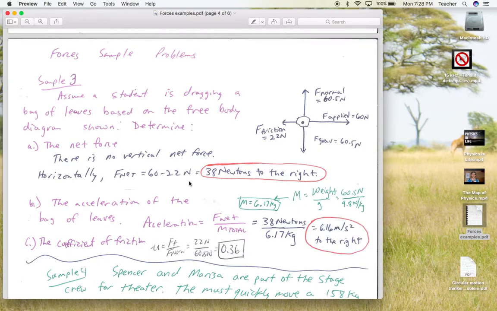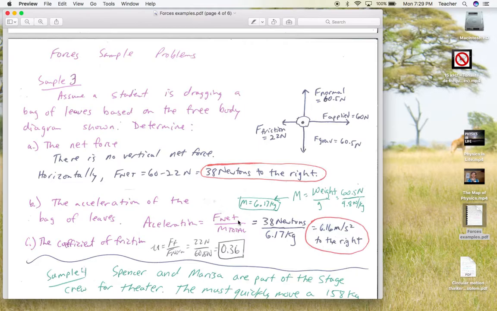Force sample 3. Assume a student is dragging a bag of leaves based on the free body diagram shown. There's friction, there's an applied force, gravitational force, and a normal force. Determine A, the net force. Well, there's no vertical net force, so horizontally it's 38 newtons to the right.